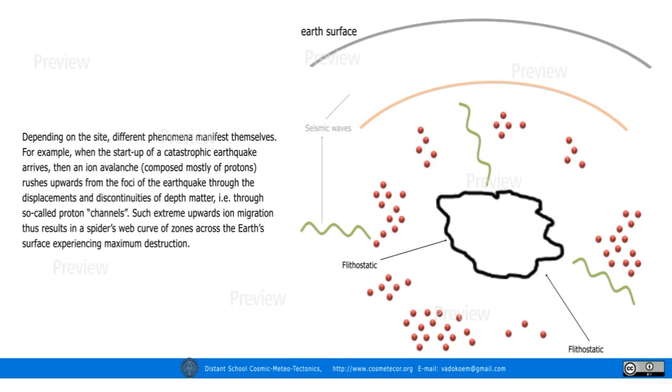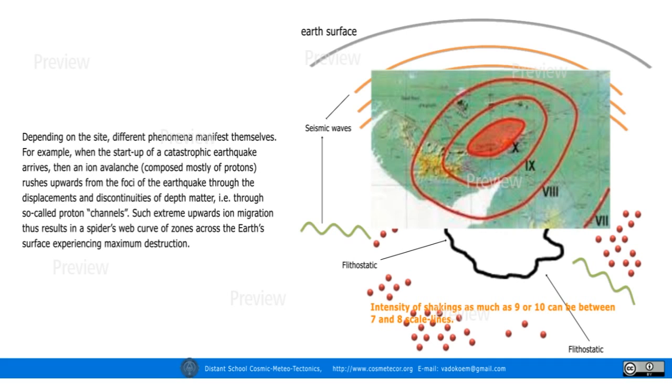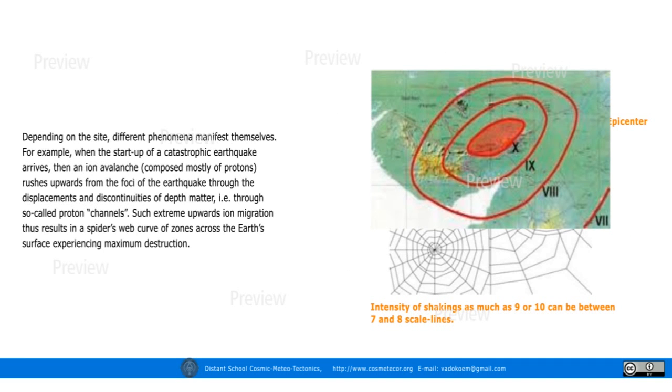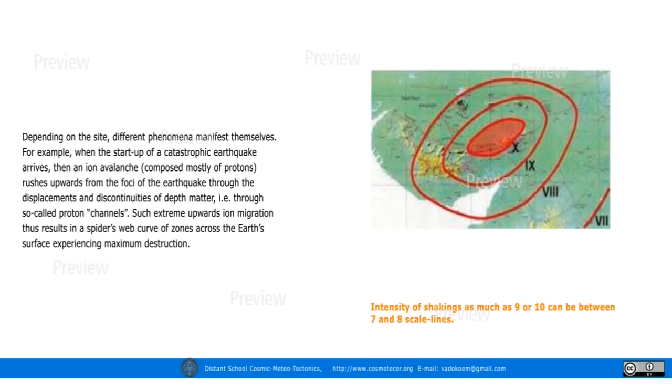For example, when the startup of a catastrophic earthquake arrives, an iron avalanche, comprised mostly of protons, rushes upwards from the foci of the earthquake through the displacements and discontinuities of deep matter, in other words through so-called proton channels. Such extreme upward ion migration results in a spider's web curve of zones across the Earth's surface experiencing maximum destruction.